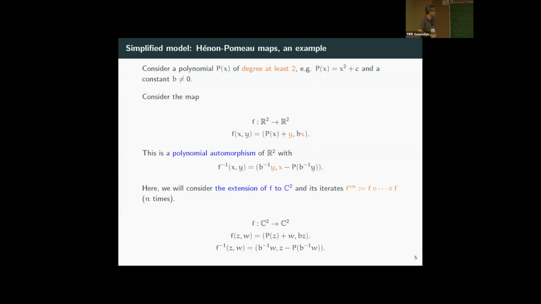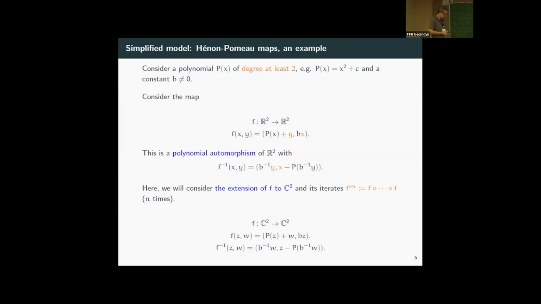The inverse of f is easy to check; the map is invertible, and the inverse of f is also a polynomial automorphism given by a similar formula, except now the polynomial is on the right side. You also permute x and y. So it's very similar to some kind of map here.